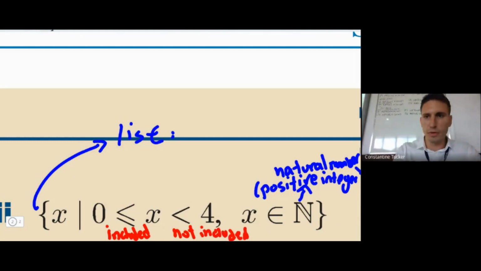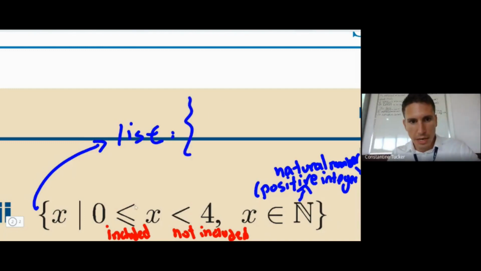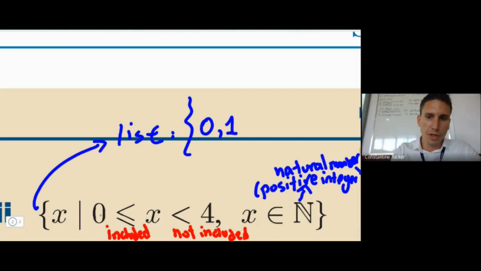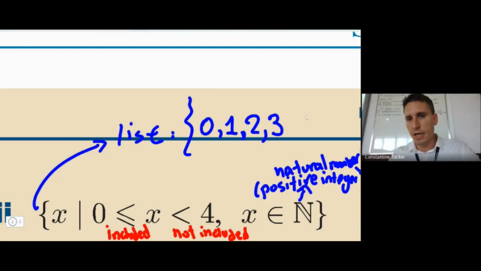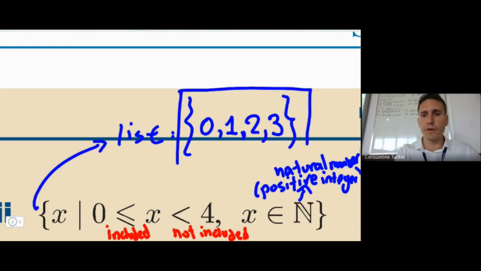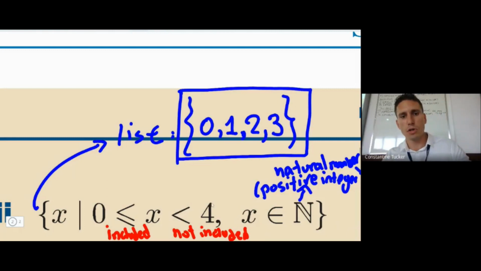So let's see what numbers we actually have. Firstly, we open curly brackets to put all our numbers in there. Now the 0 is included, so 0. What is the next natural number, the next positive whole number? Well, it's 1. And then what's the next one after that? It's 2. Next one after that is 3. And next one after that is 4. But in this case, 4 is not included because it doesn't have a little line under the inequality. So we just list them by saying it's 0, 1, 2, 3, and we are finished. That is pretty much how you would list the numbers.